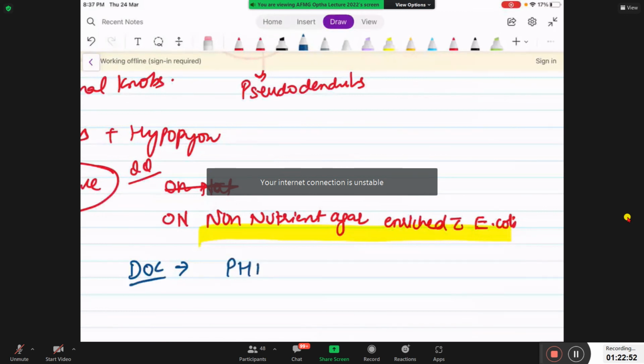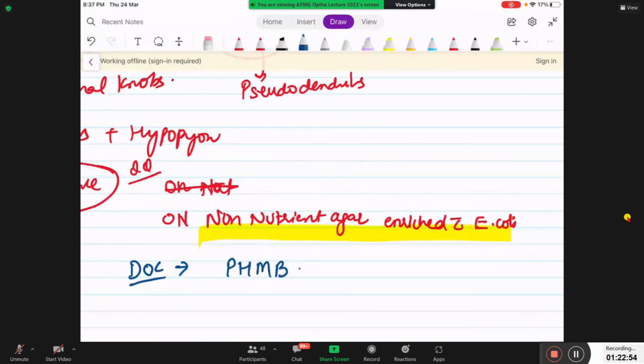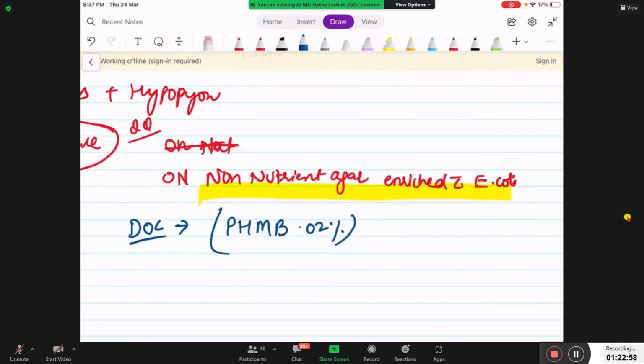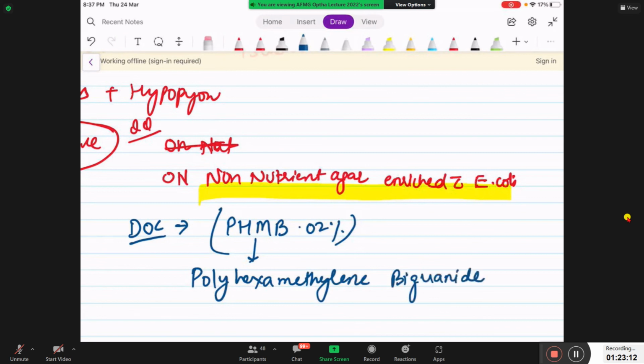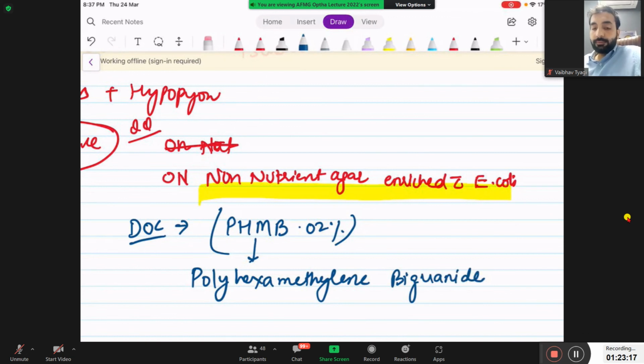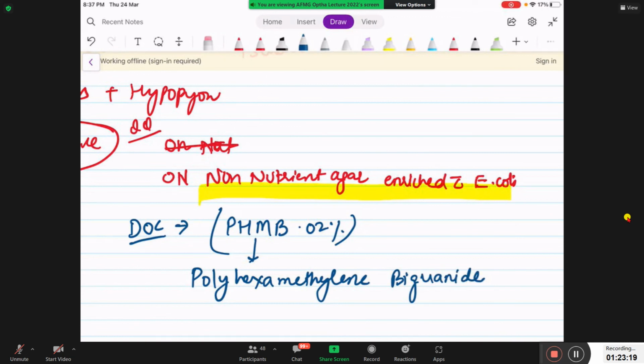If they ask you what is the drug of choice for acanthamoeba keratitis, coming to treatment, then the answer will be PHMB 0.02%. The percentage is not important, but the name is important. The full form is polyhexamethylene biguanide. It is the drug of choice in acanthamoeba keratitis.